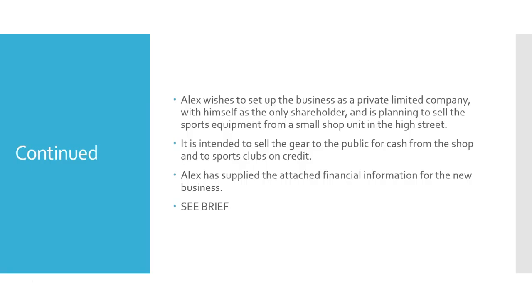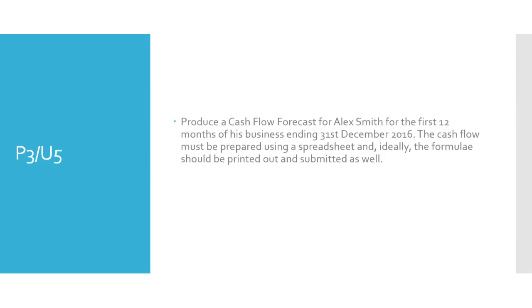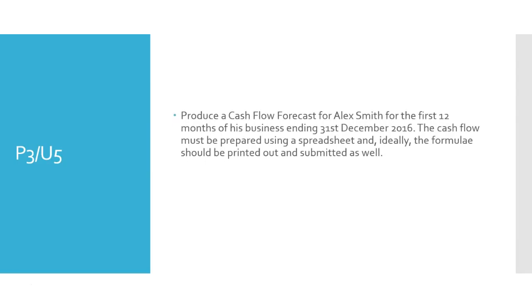Now we're going to talk over the subsequent tasks which you have to do. P3. You need to produce a cash flow forecast for the month of his business ending to 31st December 2016. The cash flow must be prepared using a spreadsheet and also should be shown with formulae. What I'd suggest you do, folks, is fill in the cash flow and then upload it to turn it in as soon as you've done it. So fill in and complete the cash flow. Once it's corrected, go and upload it.